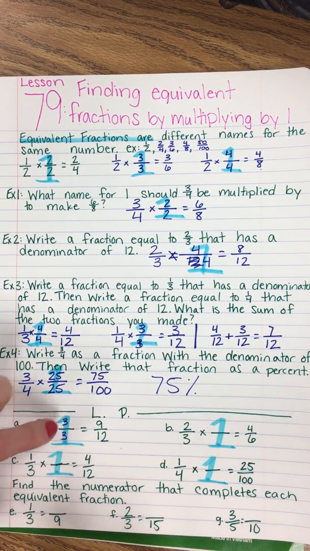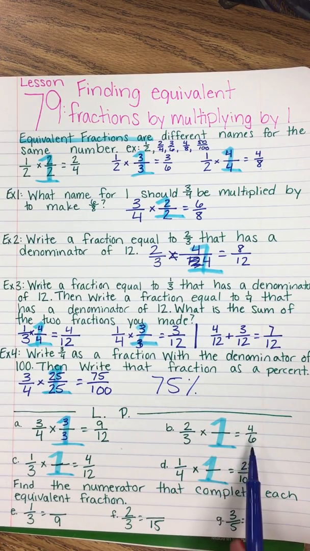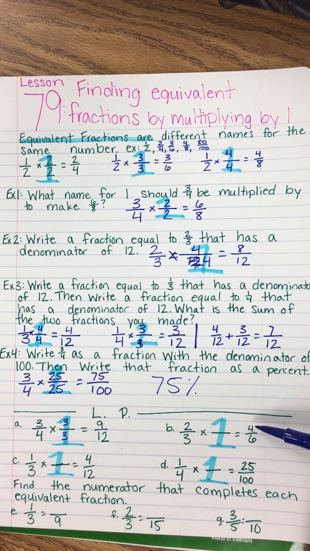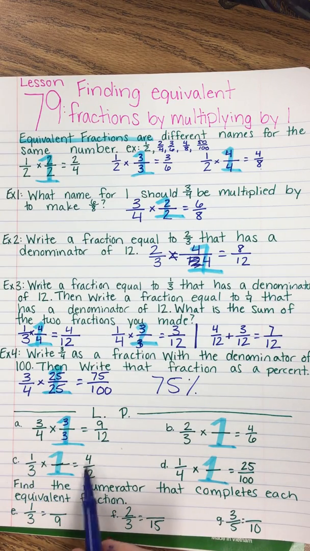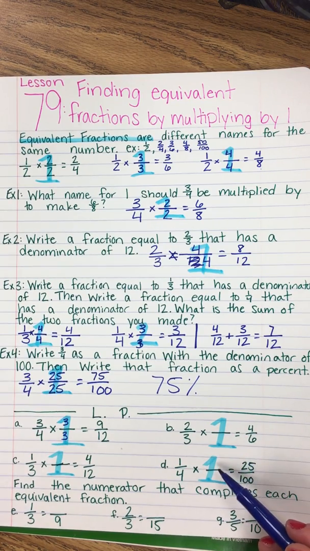So this is what you do. I did one for an example, and you're going to find out what other fractions equal to 1 to equal whatever they're telling you to equal. So B, 2/3 times what fraction equal to 1 equals 4/6. C, 1/3 times what fraction equal to 1 equals 4/12. D, 1/4 times what fraction equal to 1 equals 25/100.